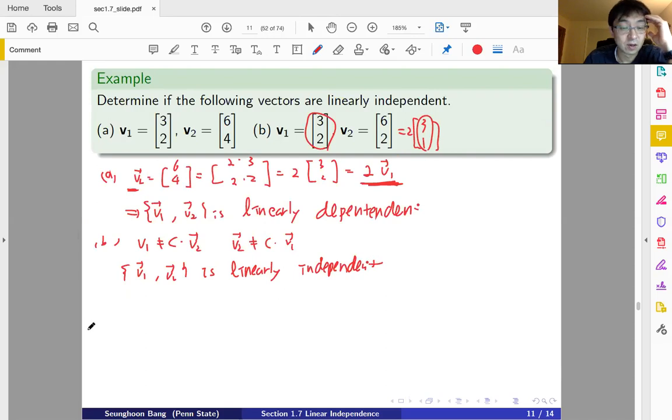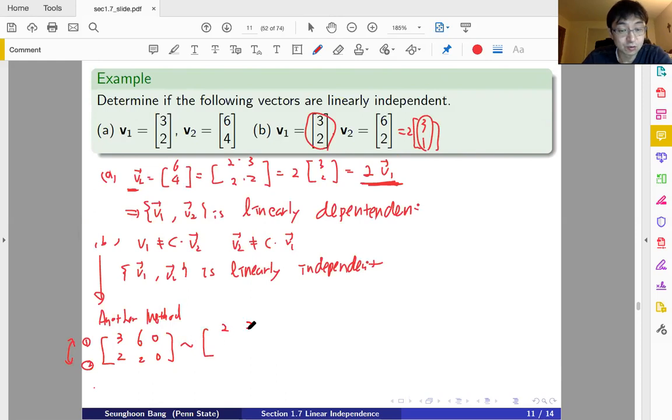This is the idea. So you can prove this using another method. Another method is you can change it to a matrix. Vector v1 is 3, 2 here, the 6, 2 is here, and 0, 0 augmented matrix, like this. This is the first row, this is the second row. So how can we change this? Interchange the two rows: 2, 2, 0, 3, 6, 0.